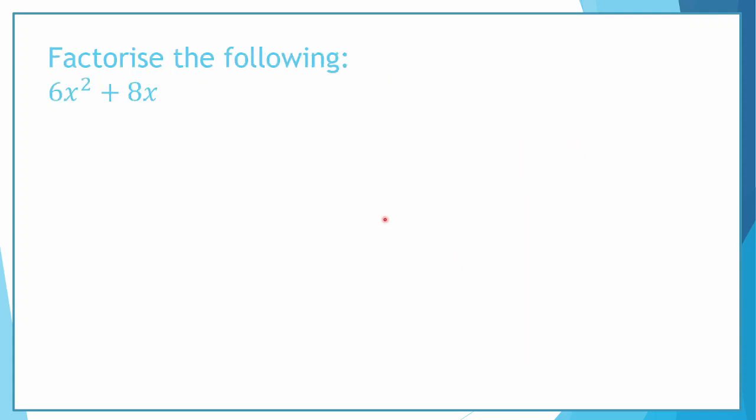So example 2 now. Factorise the following: 6x squared plus 8x. So the first thing we're going to do is look for our common factor for our number terms. So we're going to look at the 6 and the 8. So our common factor for these two is 2, because 2 is the highest number that goes into both 6 and 8, that when we divide by, we still get a whole number at the end.